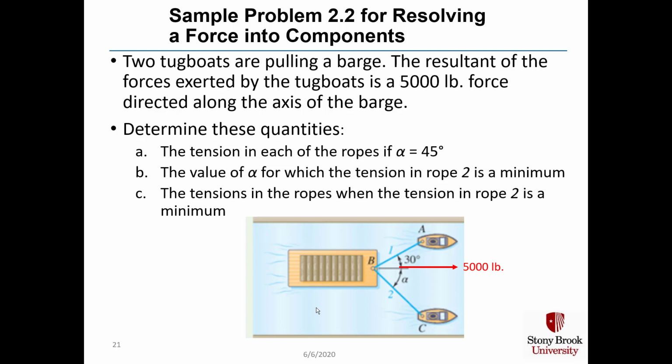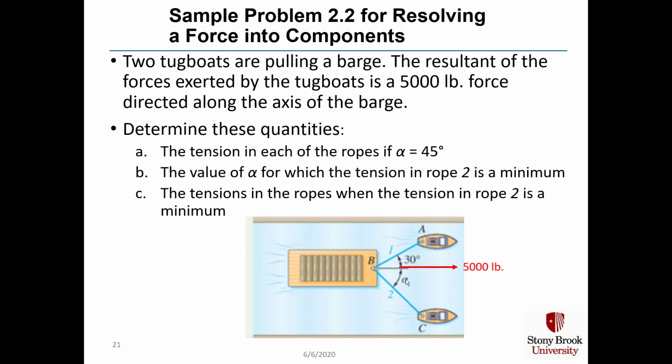Sample problem 2.2 teaches us how to resolve a force into its components. In this problem, two tugboats are pulling a barge, as shown in the diagram on the bottom, and the resultant of the forces exerted by the tugboats is a 5,000-pound force, which is exerted along the axis of the barge, so it's basically the horizontal axis. And our assignment is to determine the tension in each of the ropes if this angle alpha is 45 degrees.